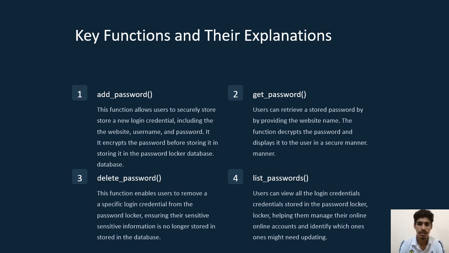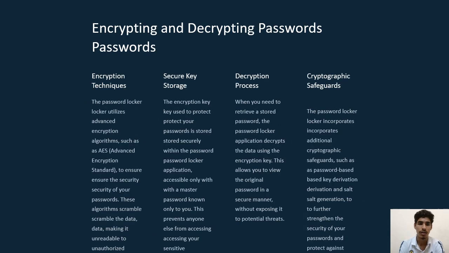Key functions and their explanation. These all four we have discussed in the previous slide, and here it has been elaborated a little bit more. Add password basically stores a new login credential including website, username, password, etc., and encrypting the password before storing it. Then get password retrieves a stored password. Delete password enables you to remove a password. Then list password will view all the login credentials saved in the password locker.